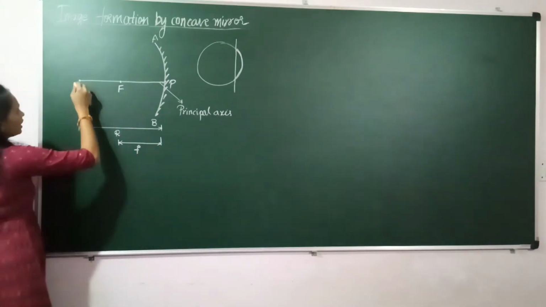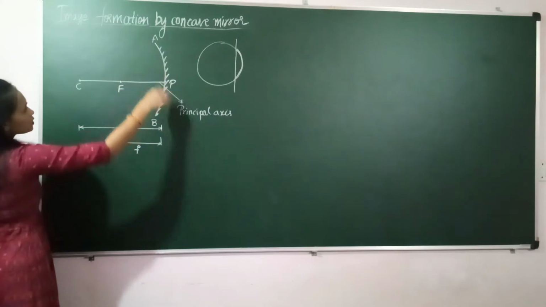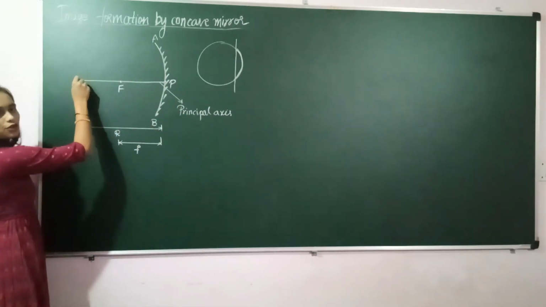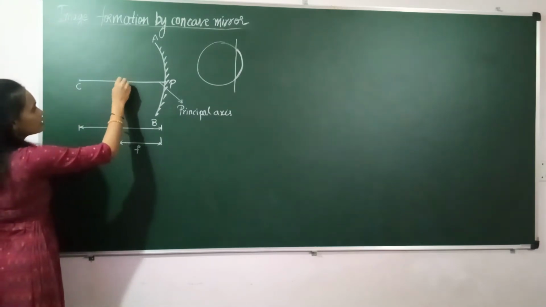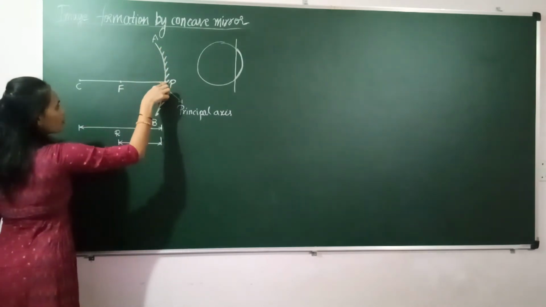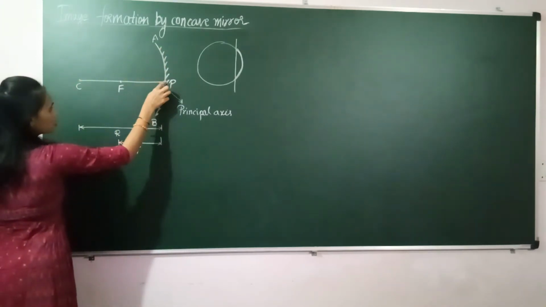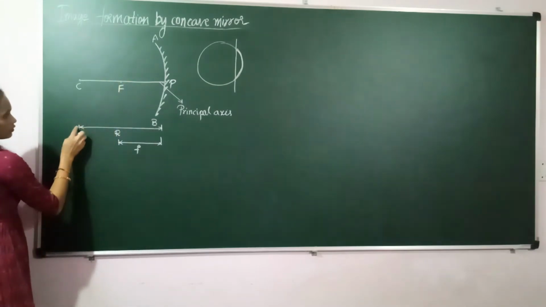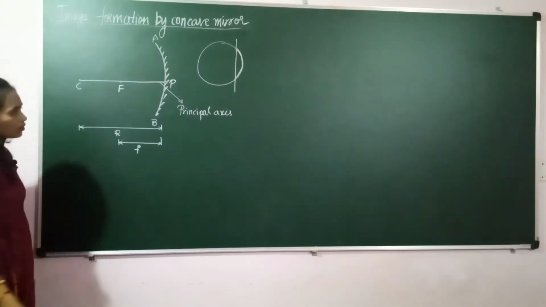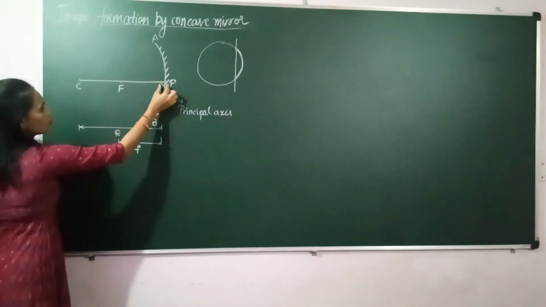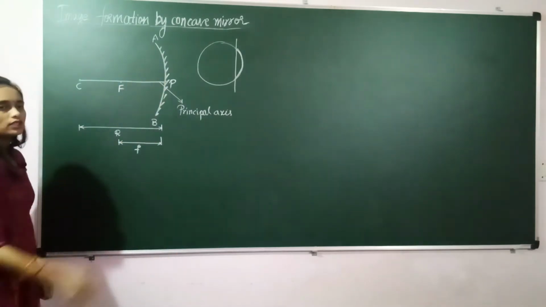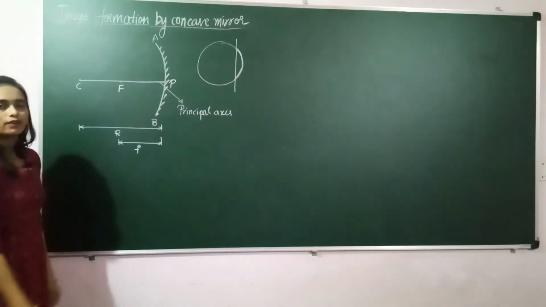These are the terms of this spherical mirror. In this spherical mirror, C is the center of curvature, F is the focus point, P is the pole, and A to B is the aperture. The midpoint of these two is the pole, and the midpoint of center of curvature to pole is the focus. The total distance from center of curvature to pole is called the radius of curvature, and the distance from focus to pole we will call the focal length. So this is all about the terms we use in the spherical mirror.